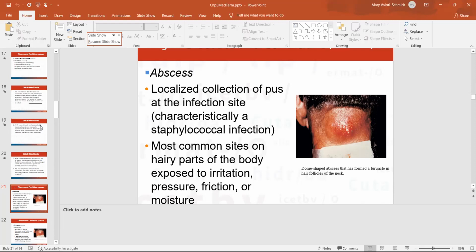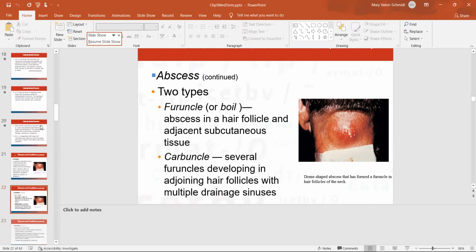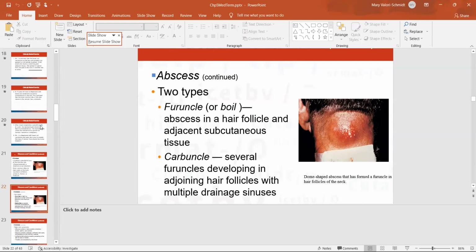And usually, not always, but it's on hairy parts of the body, right? Like with this guy, the nape of the neck. And they're very painful. And usually the pain isn't relieved until they are lanced. And lancing means that we have to puncture it in some way to drain out the purulent exudate that's inside. So a furuncle, again, that's a fun word, which is another name for a boil, usually is an abscess in a hair follicle and right around that subcutaneous tissue.